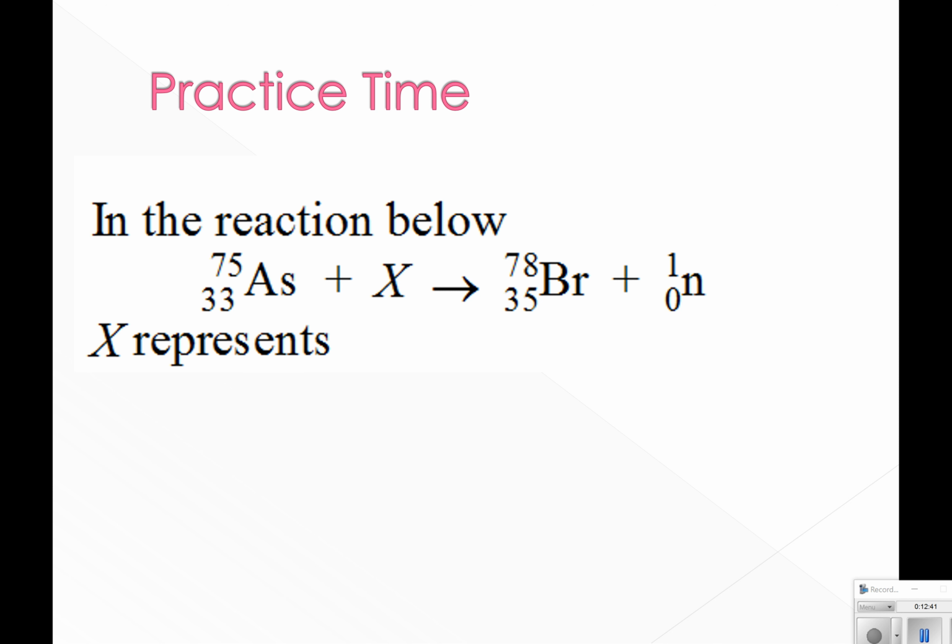The next practice example, given this reaction, X is going to represent. Well, X is on the left side, so we're going to tally up everything on the right side. 78 and 1 is 79. 35 and 0 is 35. Which means for our atomic mass, this would have to be a 4, and this would have to be a 2. So X is going to be an alpha particle, a helium atom.